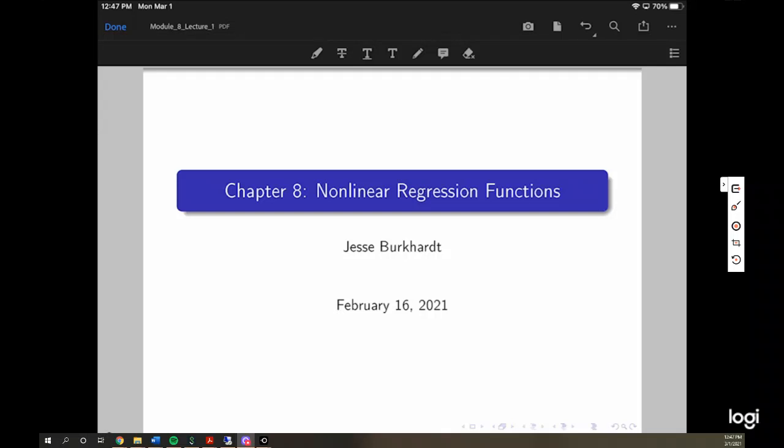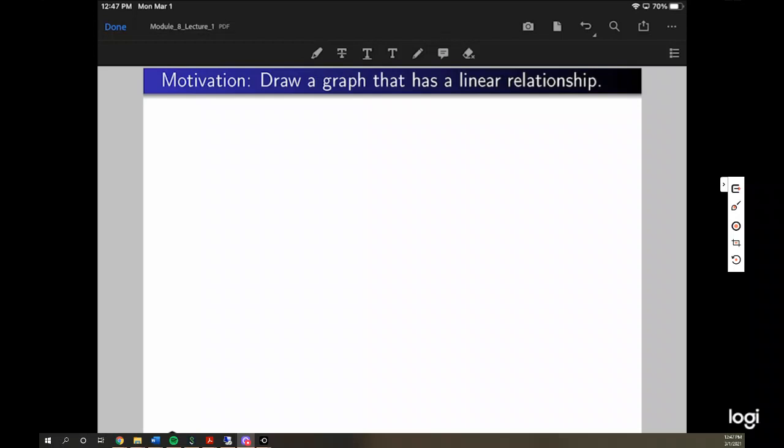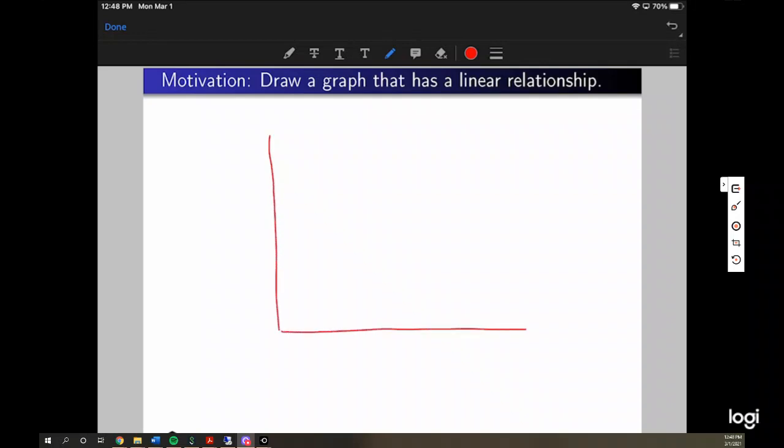Okay, in this module, Module 8, we are going to introduce nonlinear regression functions. Alright, so let's first draw a nonlinear regression function, or a relationship in data that is nonlinear. Suppose we have x and y.